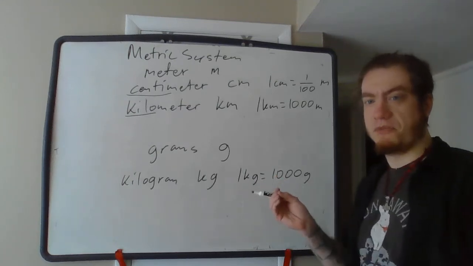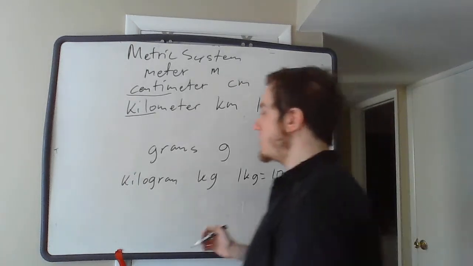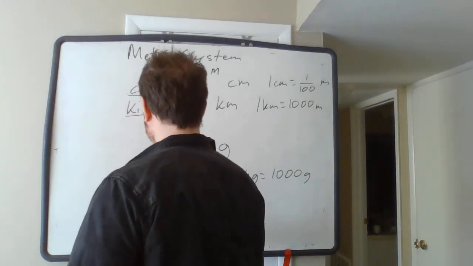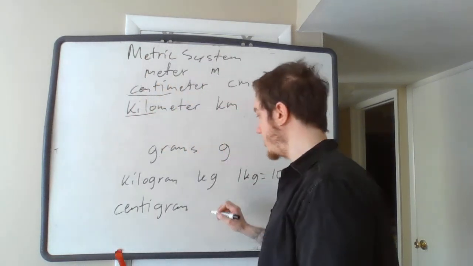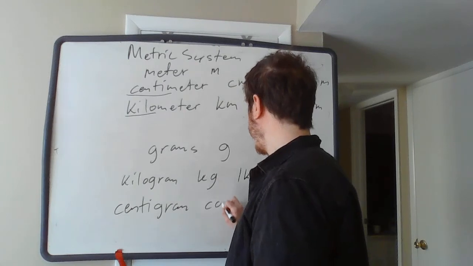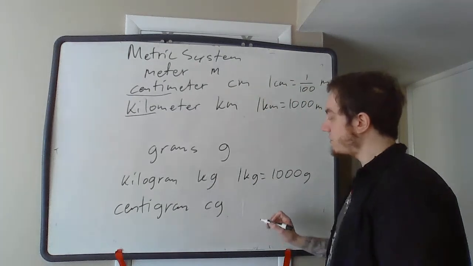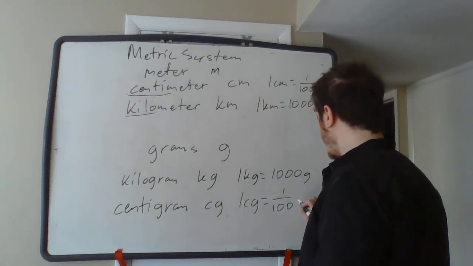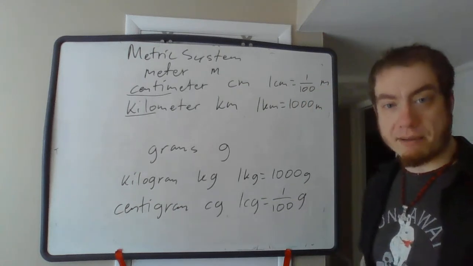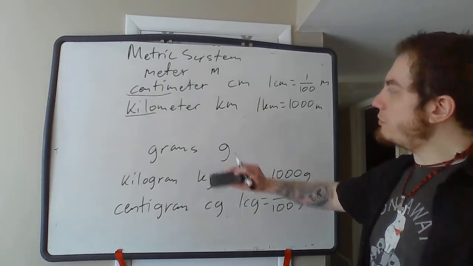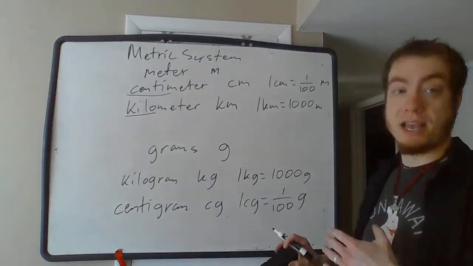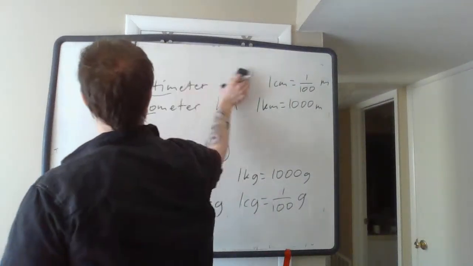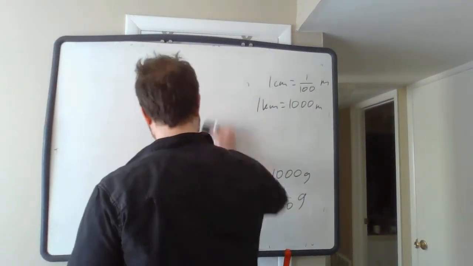But if you're measuring some very, very tiny quantity of stuff, you might want to work with even smaller units of weight. And so you can form the centigram, which is going to be represented as cg. And this would have the relationship that 1 centigram is equal to 1/100th of a gram. And you can use these prefixes, like I said, with any unit in the metric system. Now, there are other prefixes that you want to be aware of here.